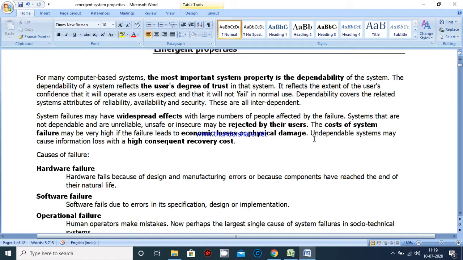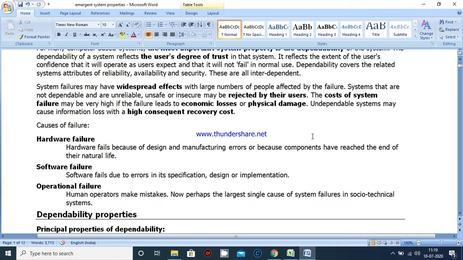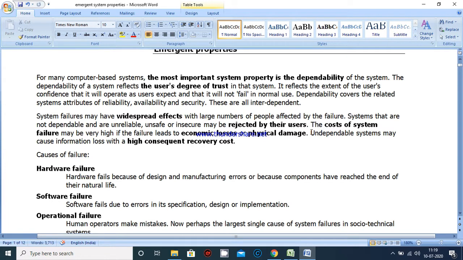So let's go into the background of the emergent properties of software. For many computer-based systems, the most important system property is the dependability of the system. It means how dependent a system is on another. The dependability of the system reflects the user's degree of trust in that system. It reflects the extent of the user's confidence that it will operate as users expect and that it will not fail in normal use. Dependability covers the related system attributes of reliability, availability, and security.